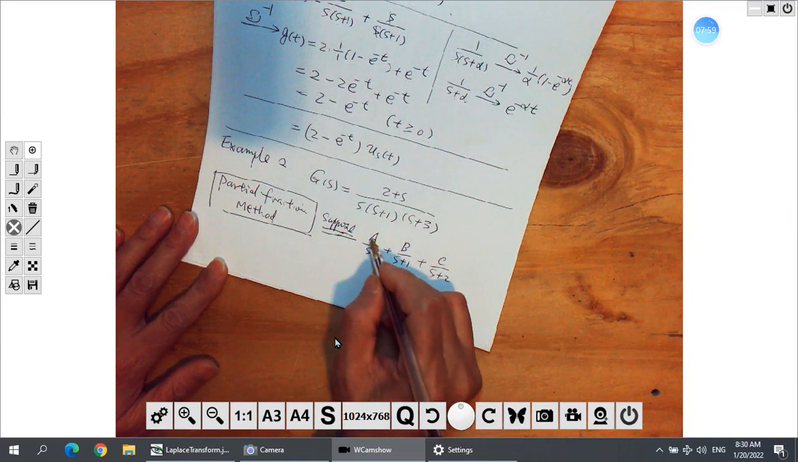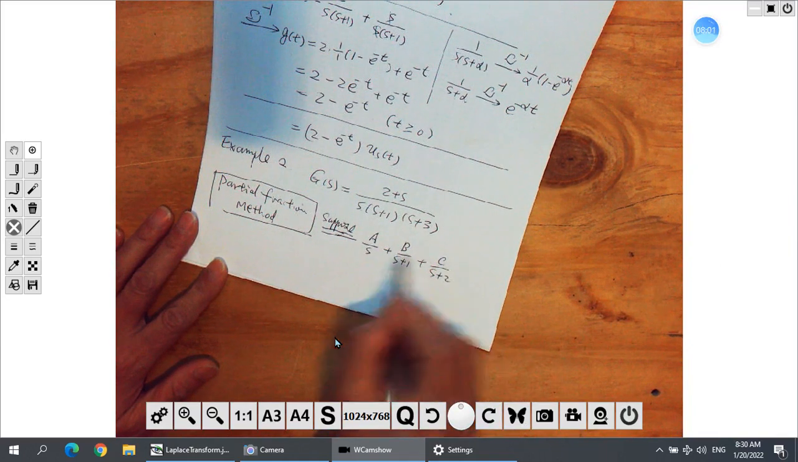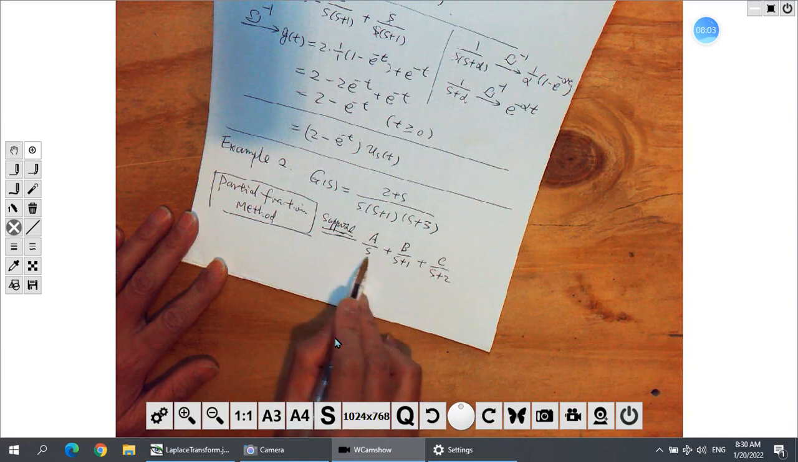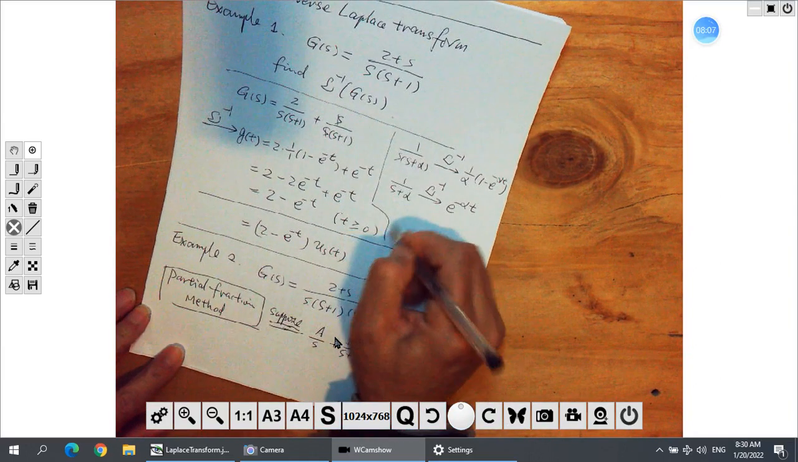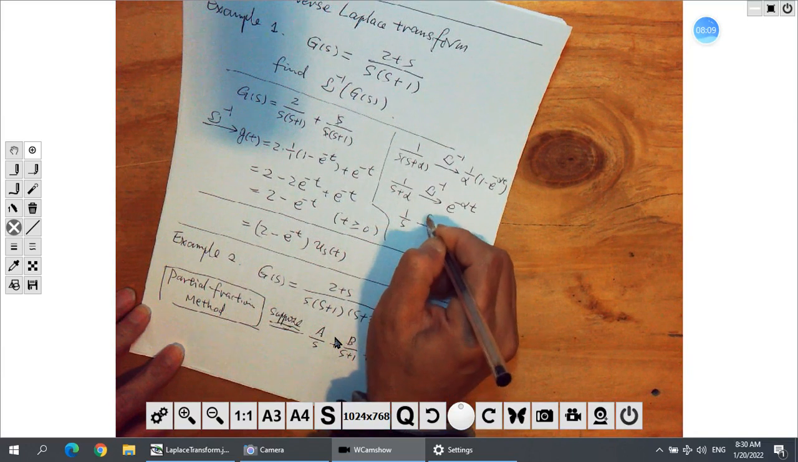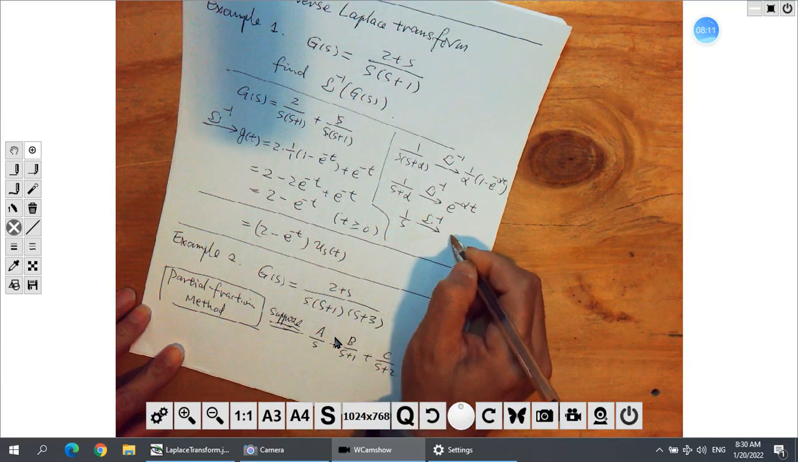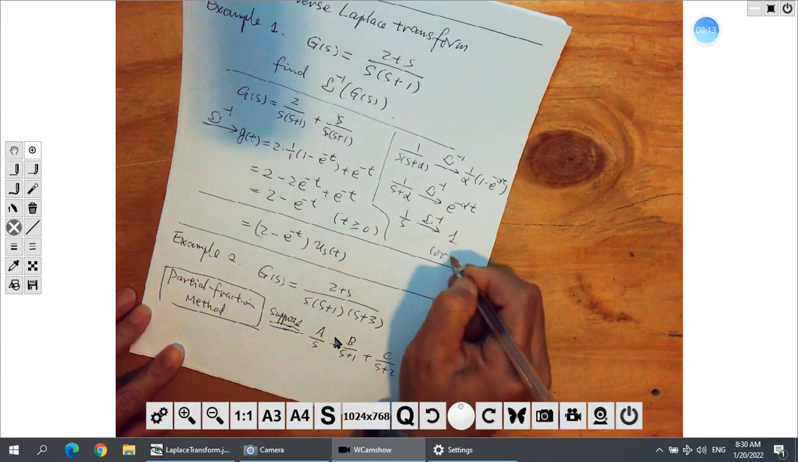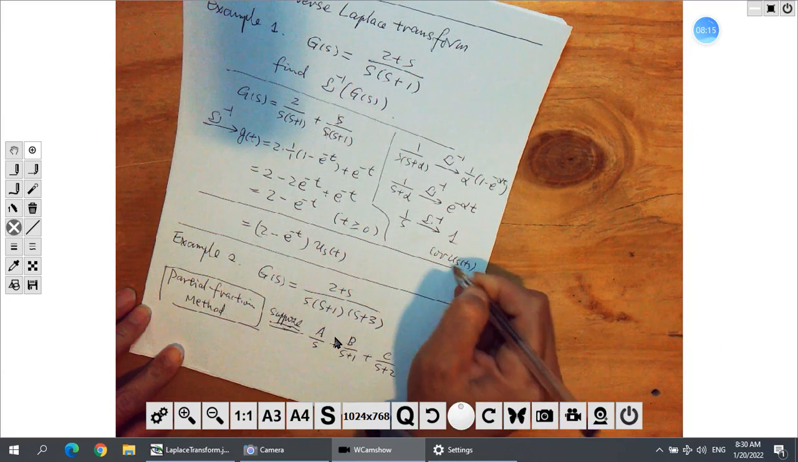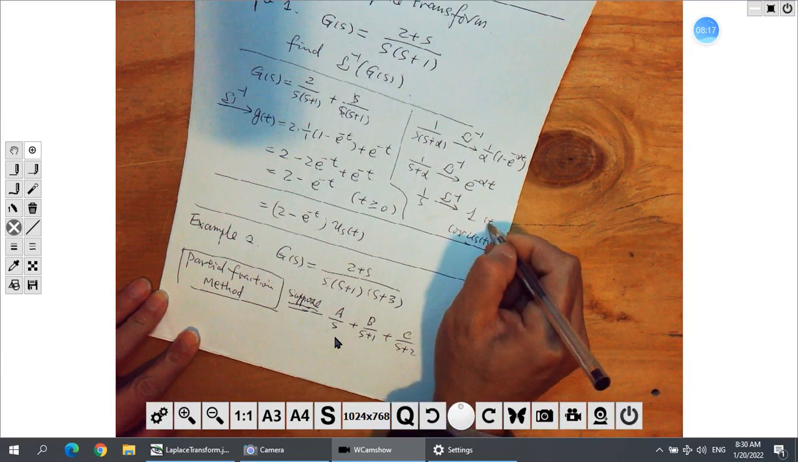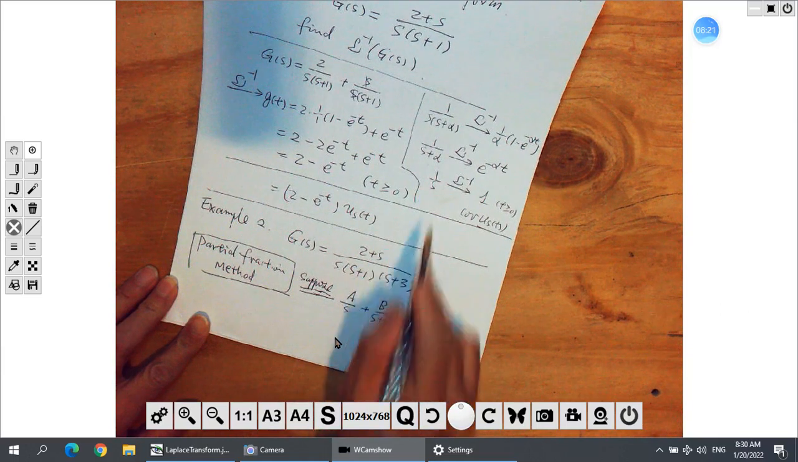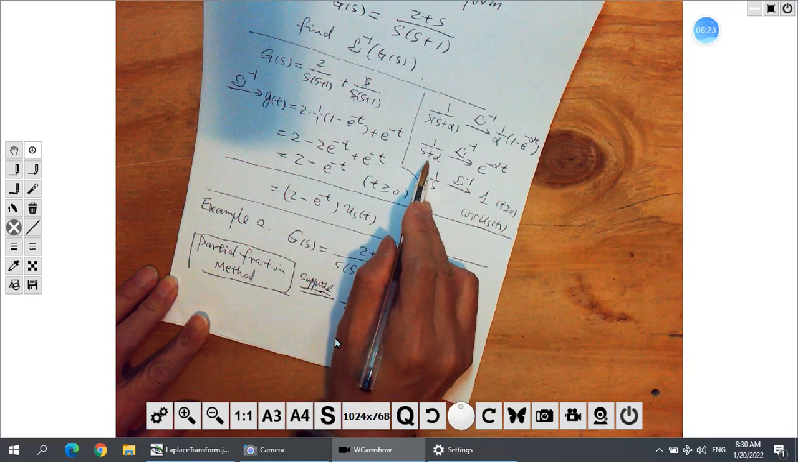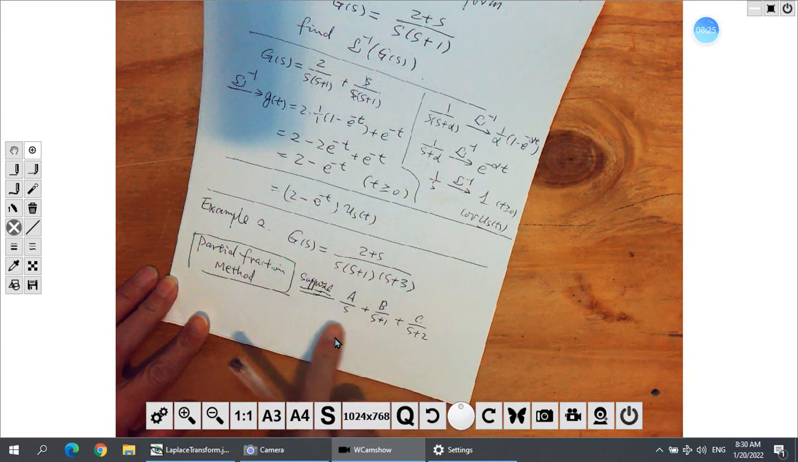If we can determine a, b, c, then for these 3 terms we can take the inverse Laplace transform, right? I put it here: 1 over s by inverse Laplace transform is 1, or u(t), for t positive. So for this one I use this, and for the other 2 terms I use this. Okay, now the problem is how to determine a, b, c.